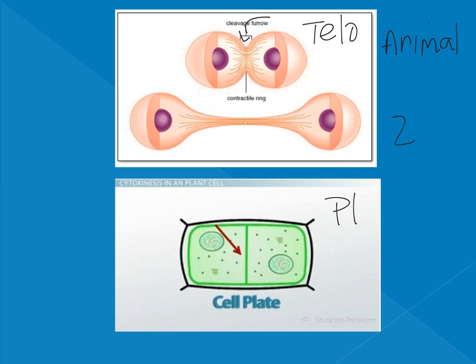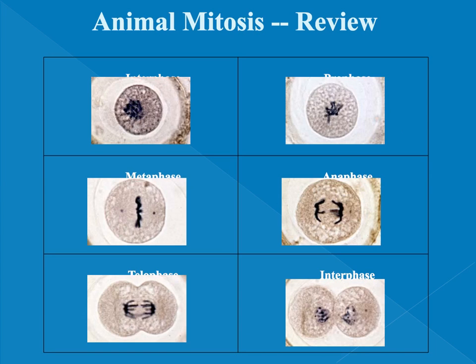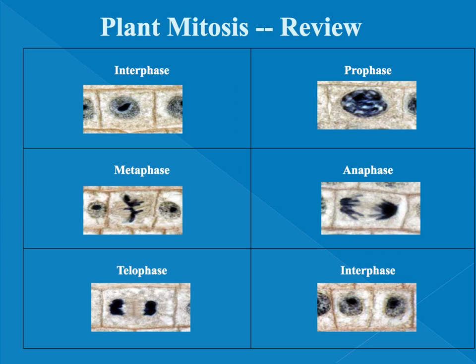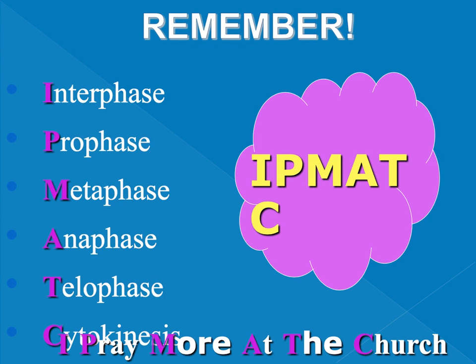In a plant cell, however, it doesn't work like that. We need to form a new cell wall. So we're going to put cellulose deposits here, and then eventually that will seal up, and we'll have a brand new cell wall. When the cellulose is building, that is called a cell plate. So next in your outline, you have just an overall view of animal mitosis under the microscope, and one for plants. You need to remember the order of these phases.